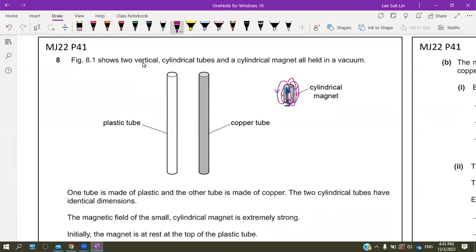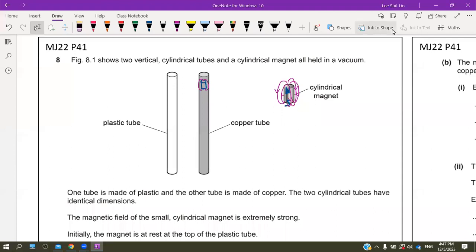When I put it inside the copper tube, imagine this is your little cylindrical magnet here, and your field lines are here. As it falls down, it will surely cut the copper tube. So then there is induced current. But before I answer the question, let me show you this in a demo video.